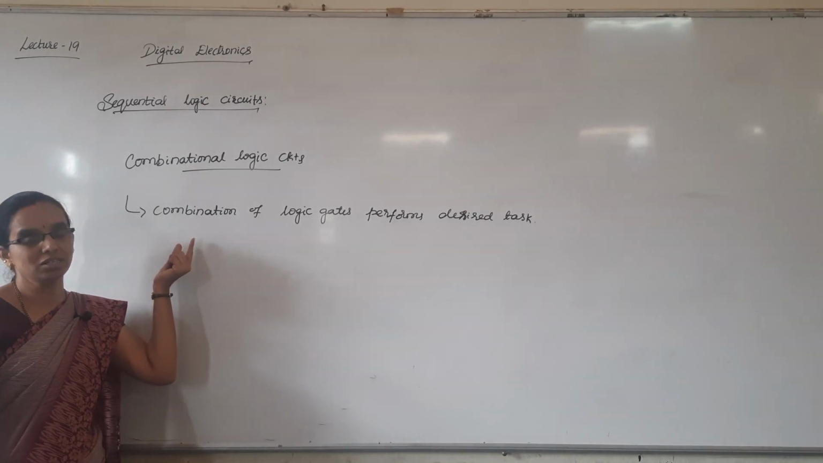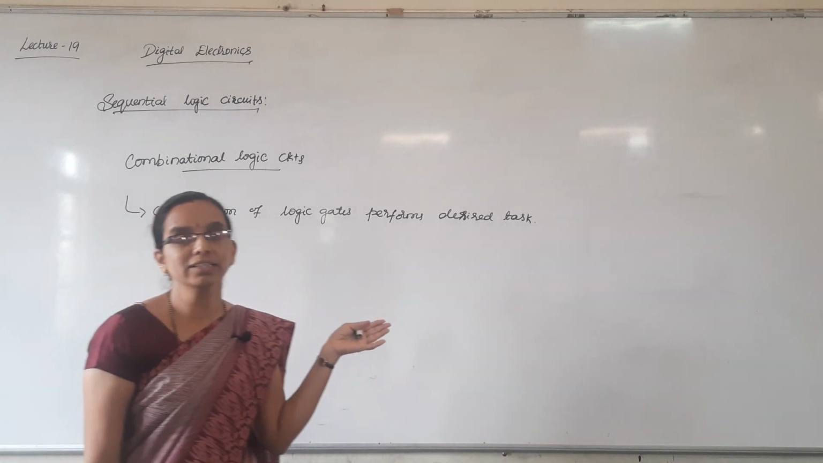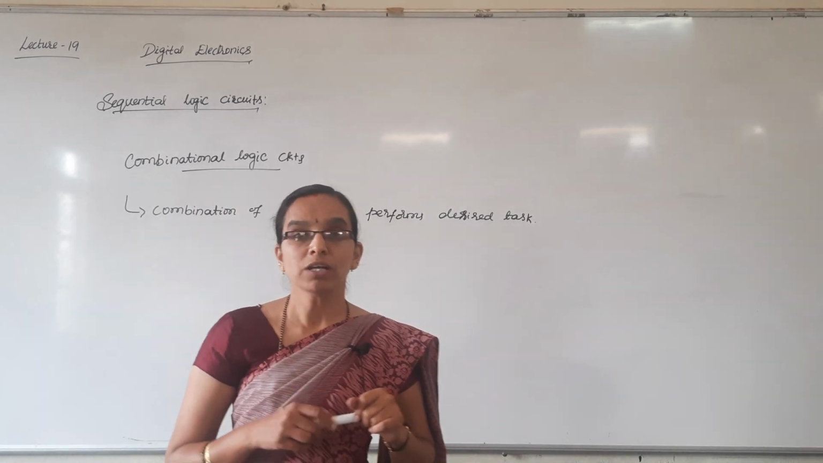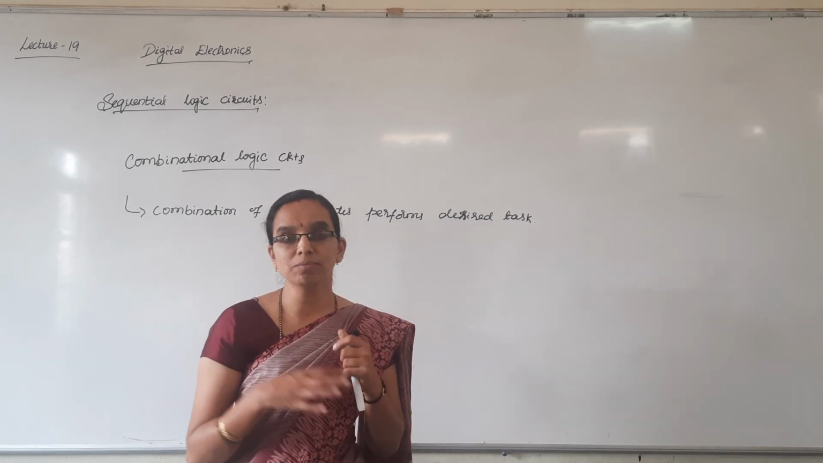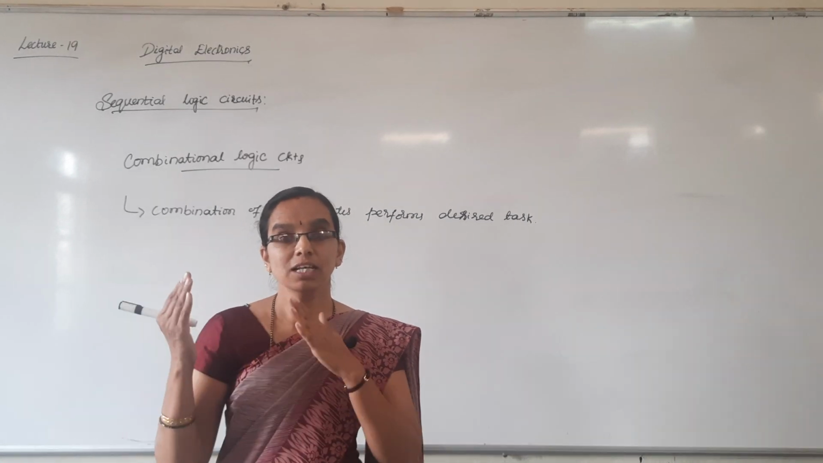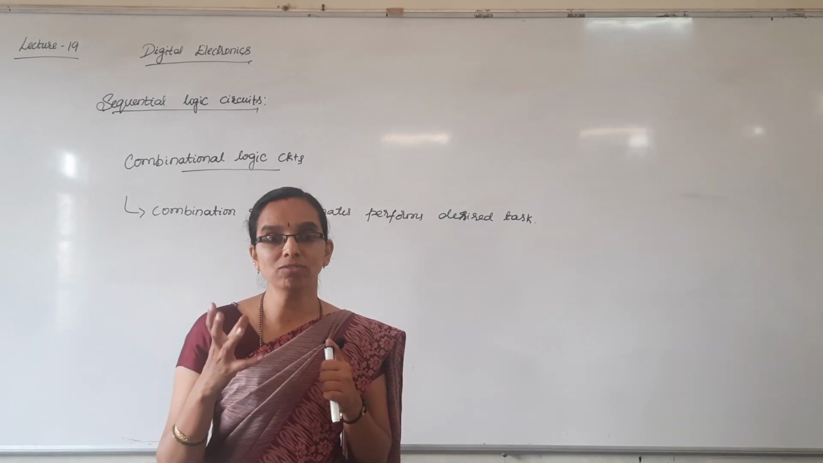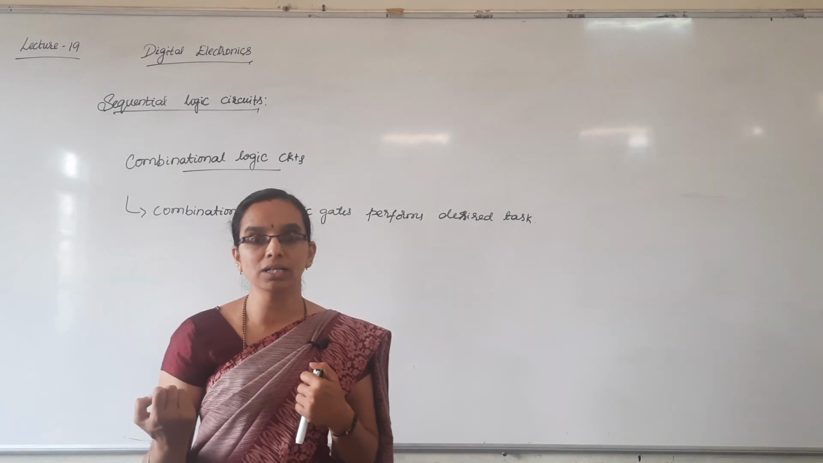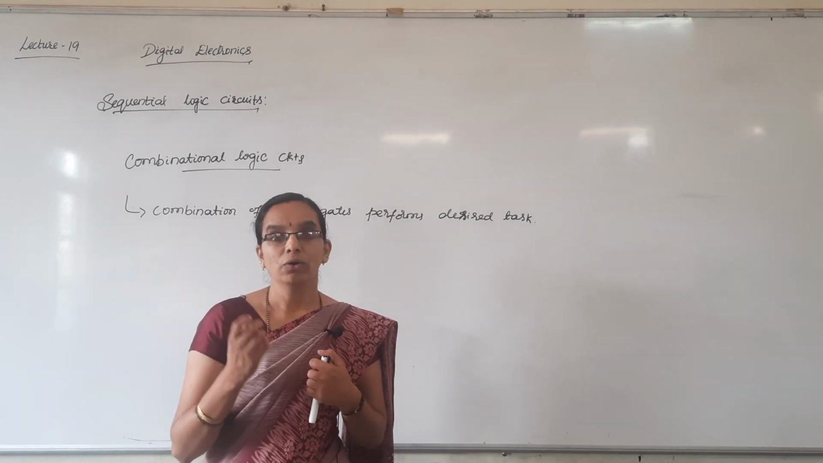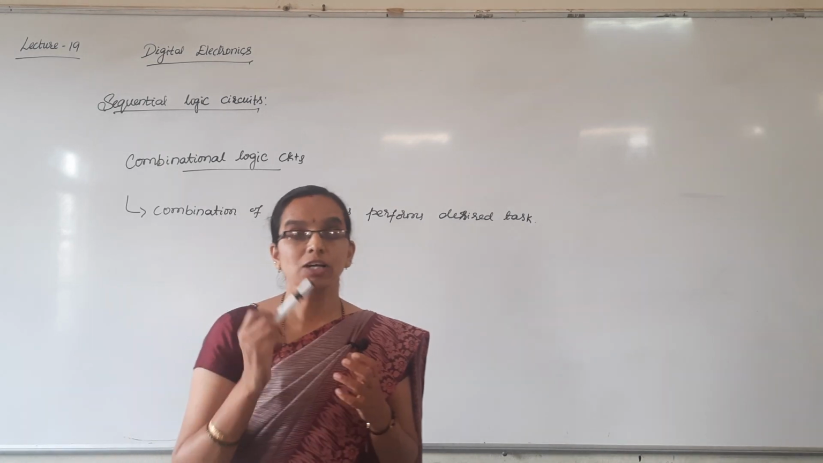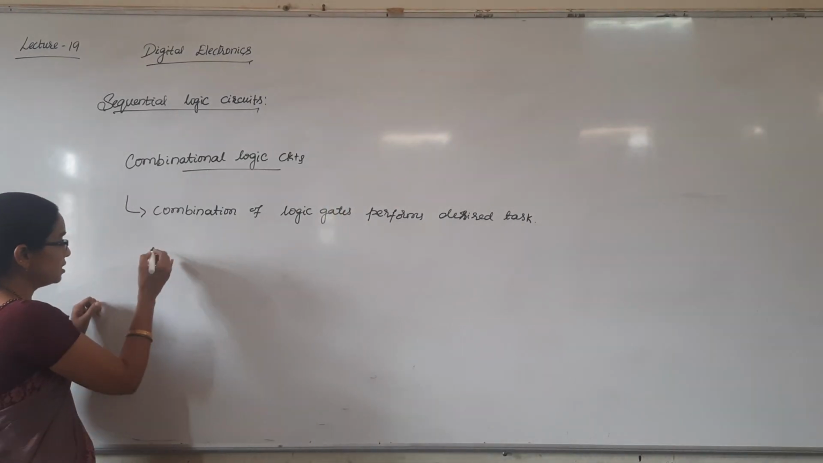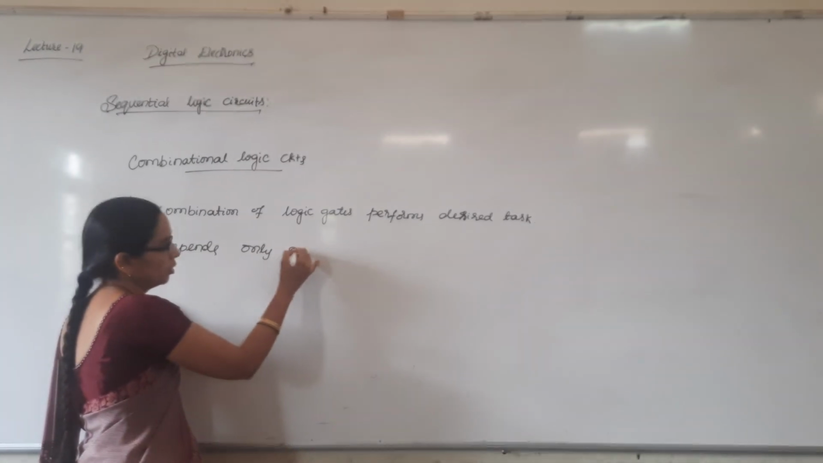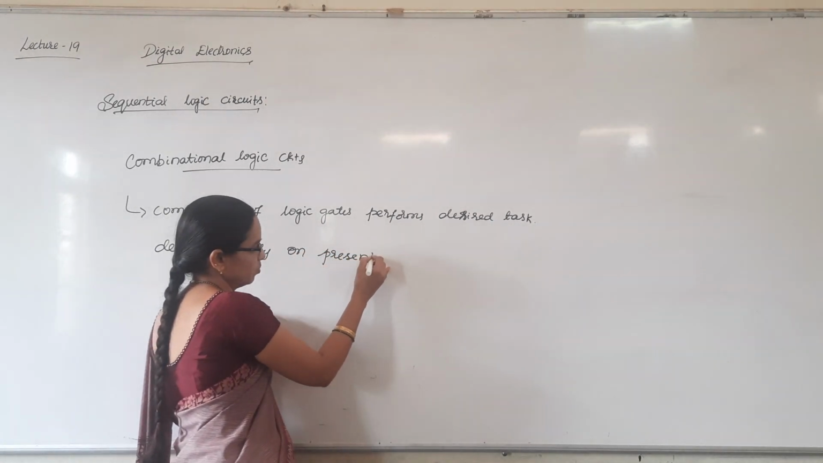In combinational logic circuits, for example, we have constructed so many combinational logic circuits for the simplified expressions in the K-map. Those are all combinations of logic gates that perform a particular function. That means the logic gates we have inserted in the combinational logic circuits depend on the input conditions of that circuit only at that instant of time. That means combinational logic circuits depend only on present input conditions.